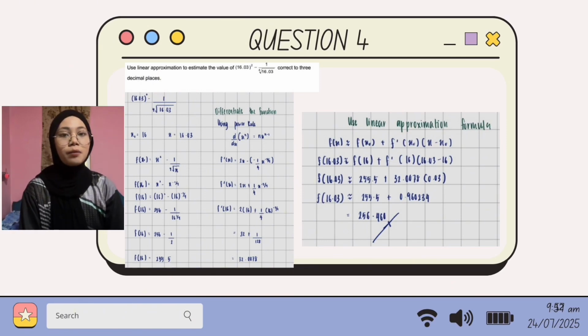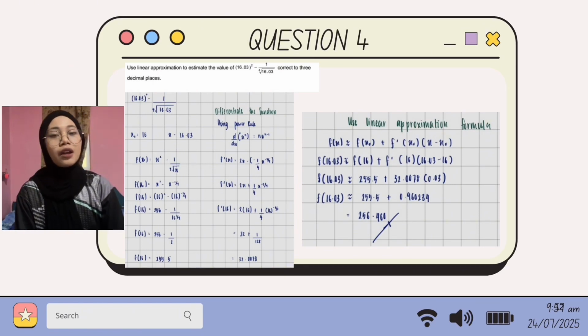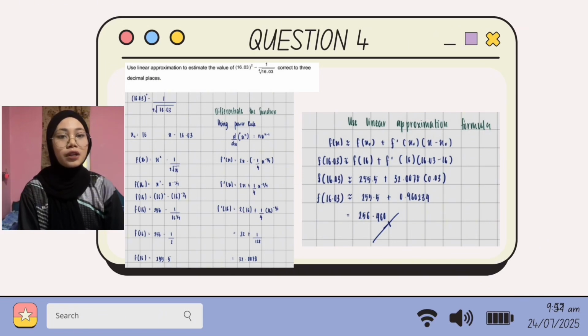Differentiating the function, f prime of x equals 2x plus 1 over 4 x to the power of minus 5 over 4. Next, substitute x equal to 16, f of 16 equals 255.5, and f prime of 16 equals 32.0011 8. Using the linear approximation formula, f of x equals f of x0 plus f prime of x0 times x minus x0, substitute x equal to 16.03, f of 16.03 equals 255.5 plus 32.0011 8 multiplied by 0.03. Therefore, the estimated value is 256.460.